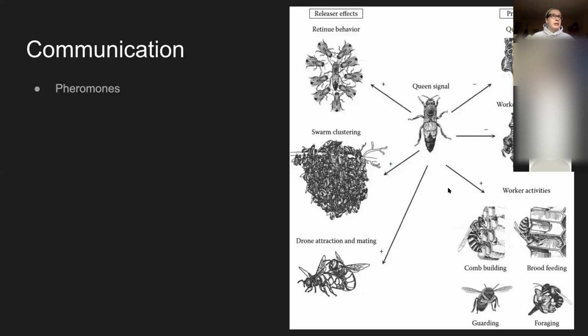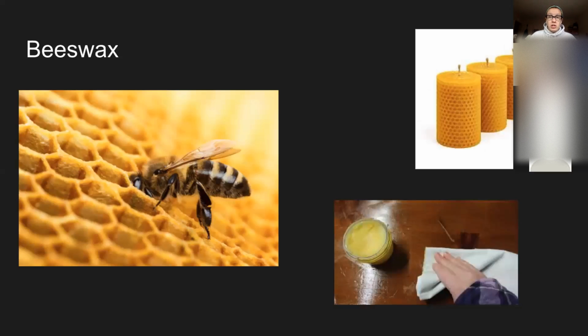Maybe the queen might signal that the swarm should cluster, or somebody might signal that there's an attack or something like that in the colony. She can influence worker activities. She can tell the males that it's time to come and fertilize the eggs, or the little guys in the cells. She can do a bunch of different things to basically tell them with scent what it's time to do. And the bees' activities are actually really interesting as well.